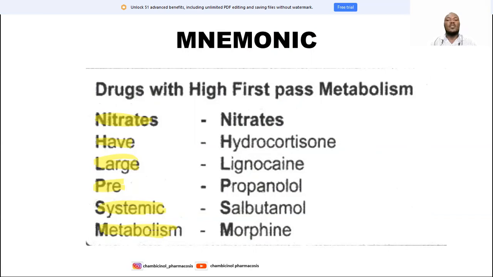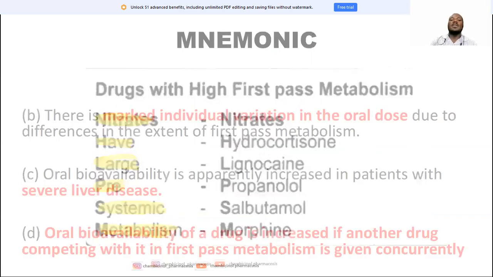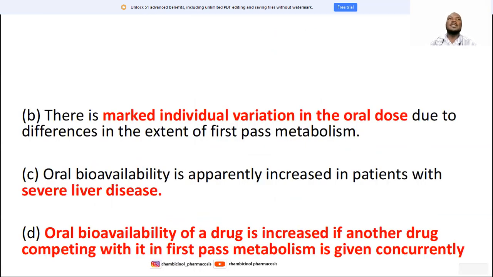Have stands for hydrocortisone, which is a steroid. Large stands for lignocaine, which is a local anesthetic. Pre means propranolol, which is a non-selective beta-adrenergic blocker. Systemic stands for salbutamol, and Metabolism stands for morphine. Most drugs that undergo extensive first-pass metabolism are those taken through the oral route, in comparison to when they are taken through the parenteral route.